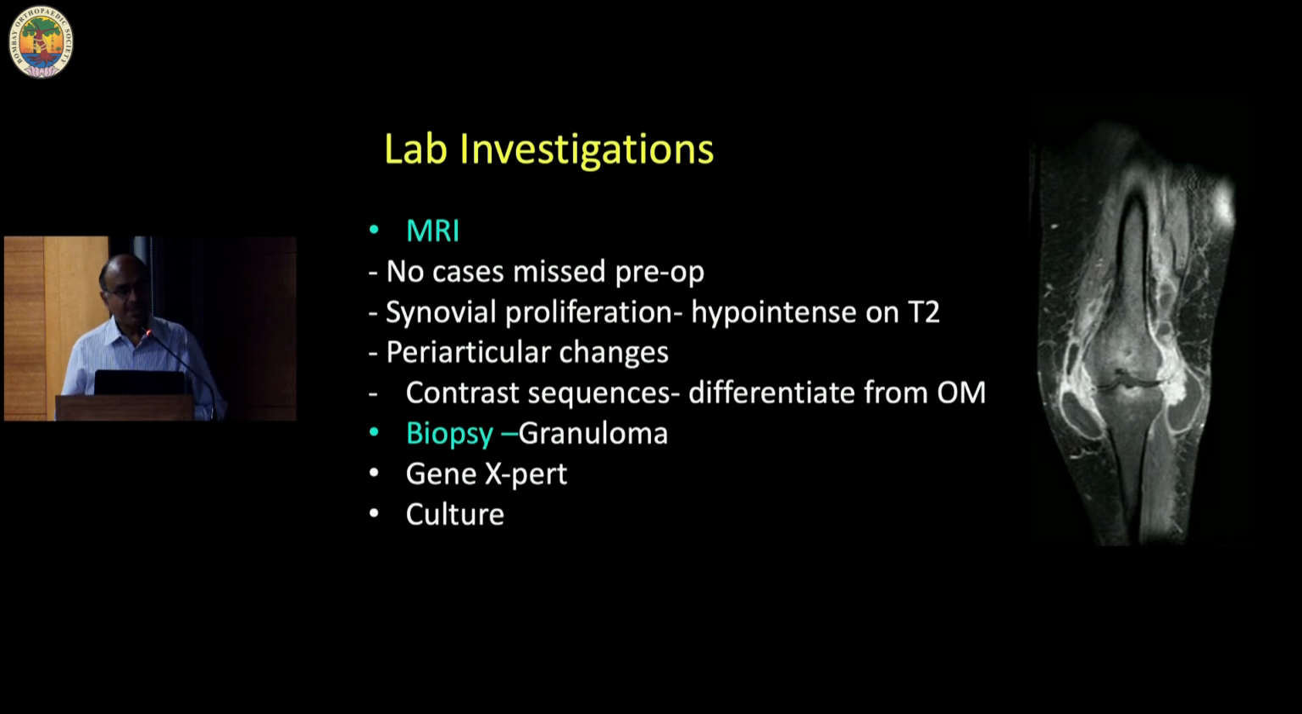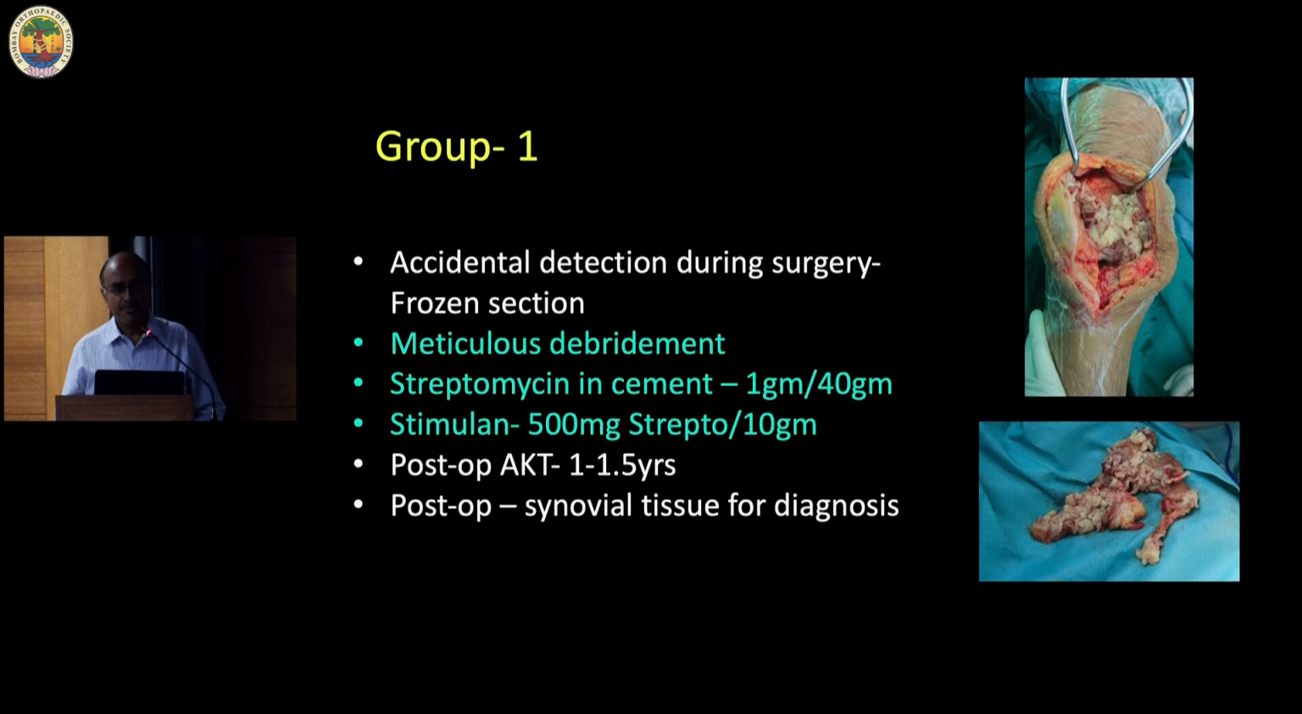So basically, there are four groups of patients when you are thinking of doing a joint replacement in tuberculosis. The first group is accidental detection during the surgery. Suppose you have taken a rheumatoid or osteoarthritis patient for a knee replacement surgery or any other surgery, and you find a certain amount of caseous tissue, and you send it for frozen section, so it may come out to be tuberculosis.